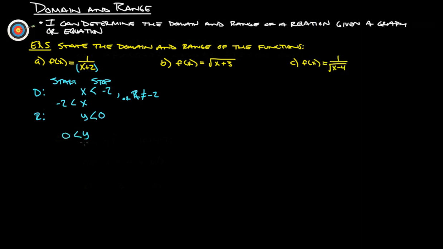So y's got to be greater than 0, and y's got to be less than 0, but it's going to be all the real numbers except for 0. So that's probably the easier way to write domain and range. All real numbers not equal to -2. All real numbers not equal to 0. Okay? And we can do the same thing for these here as well.